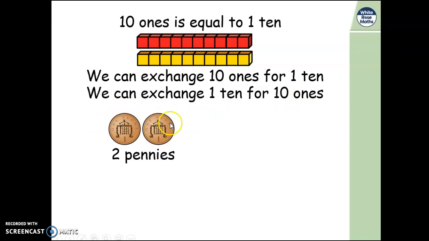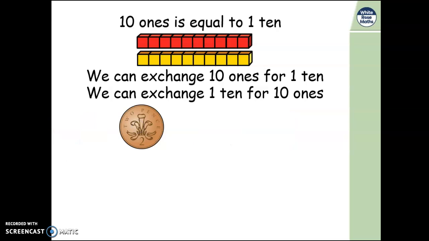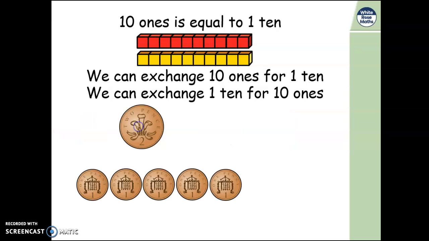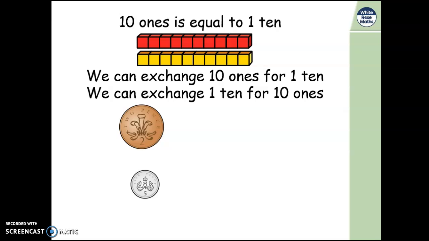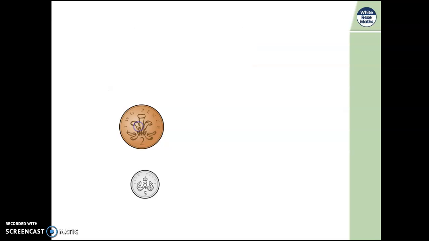So if we had two 1 pennies, we could exchange it for one 2 penny. If we had five 1 pennies, we could change it for one 5 penny. If we had a 5 penny and a 5 penny, it's just thinking about adding. 5 add 5 equals 10.